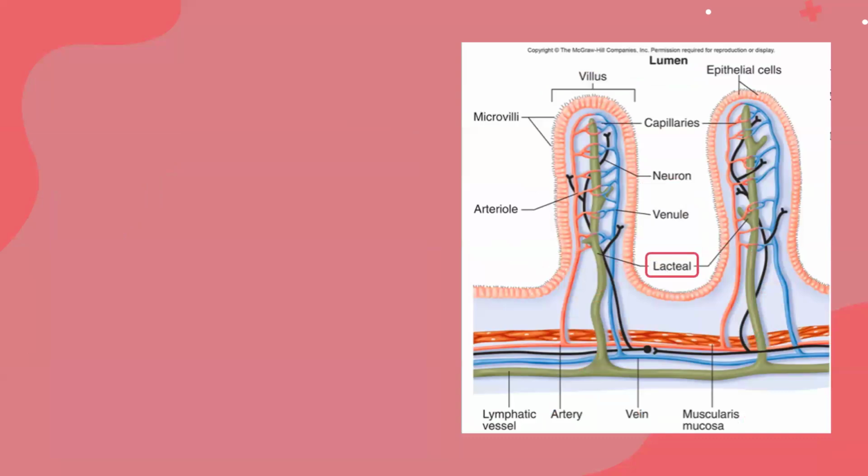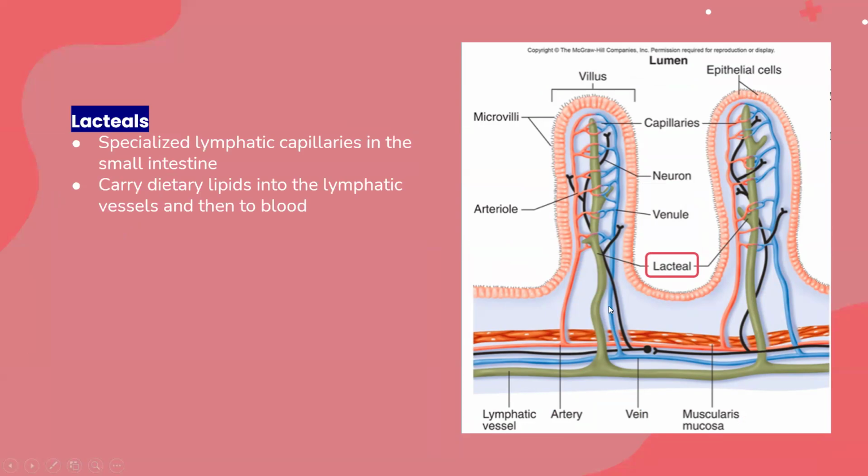So here, look at this one, the one highlighted in red, these ones. These are called your lacteals, and lacteals are just specialized lymphatic capillaries that you find in your gastrointestinal system. Specifically, you find them within the villi of the small intestine. These lacteals are the ones that carry out the function of transporting dietary lipids. So the lacteals will carry those lipids into the lymph vessels and then to the blood. Okay? So, what again are the vitamins that are lipid soluble? Remember, ADEK. A, D, E, and K. Okay?